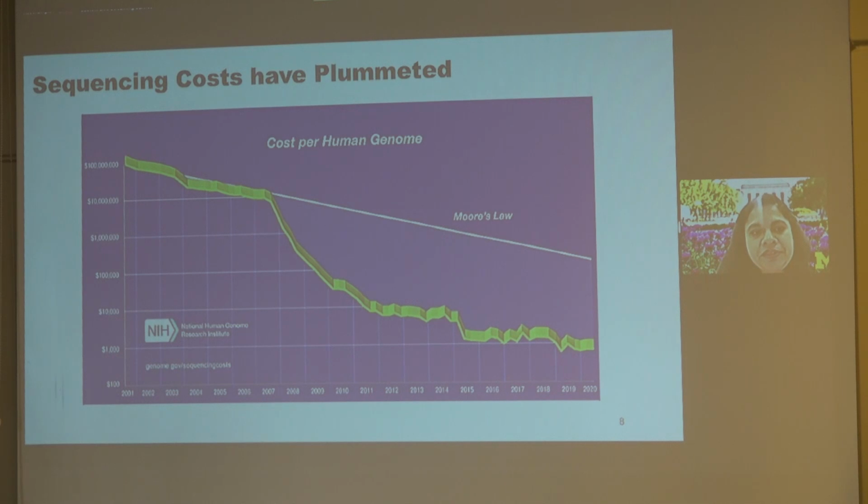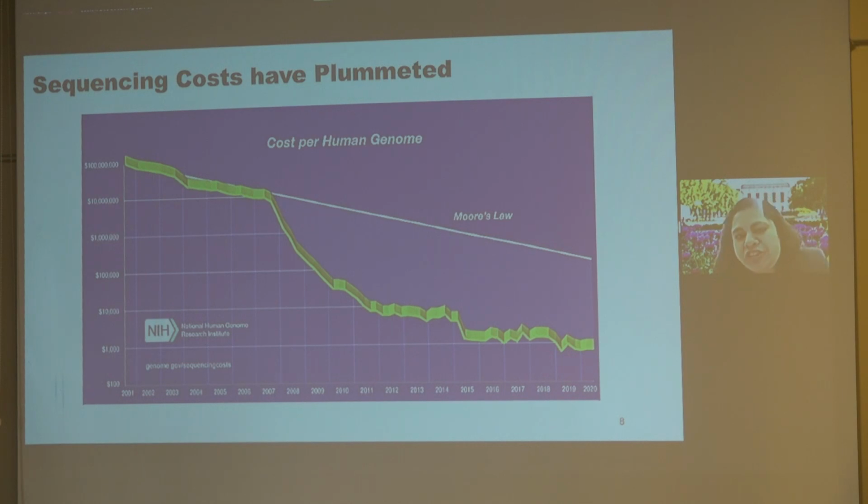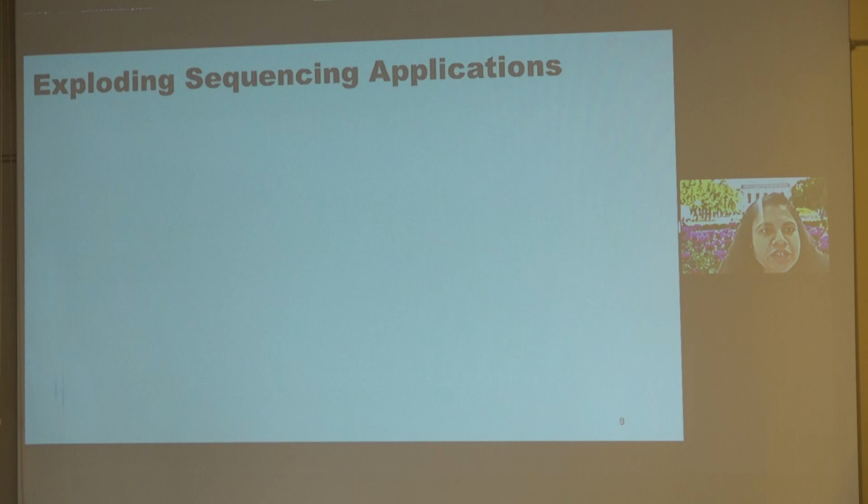But silicon is not scaling that well, right? So there's a gap between the cost per human genome and how fast our silicon is scaling. We need to bridge that gap, and that's where hardware-software co-design and acceleration would help. And there are exploding sequencing applications, and every domain will need a very custom computation pipeline, a hardware-software pipeline.